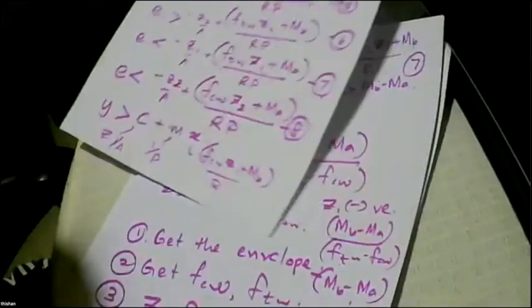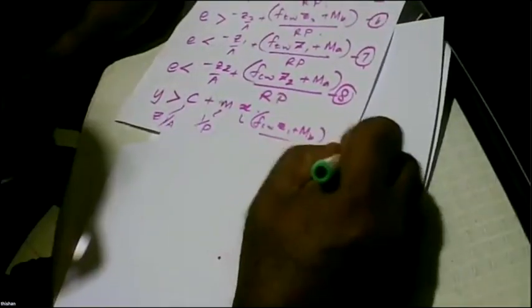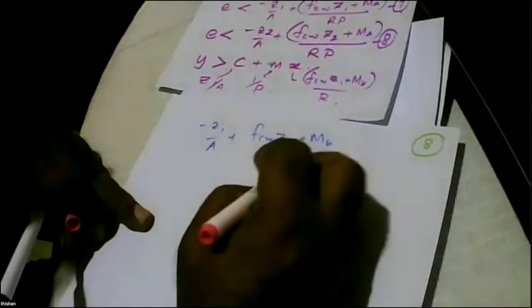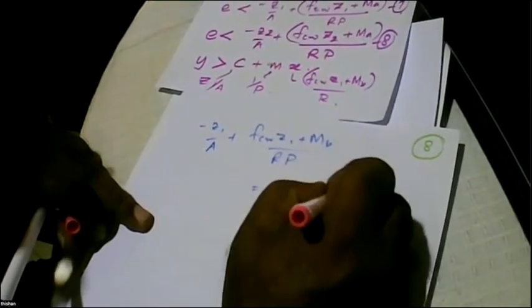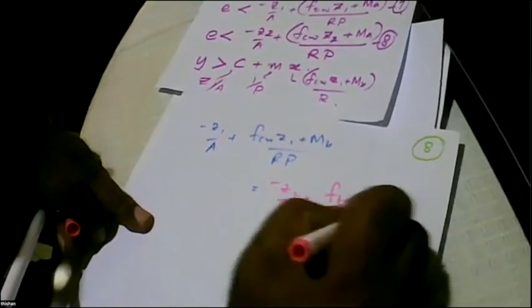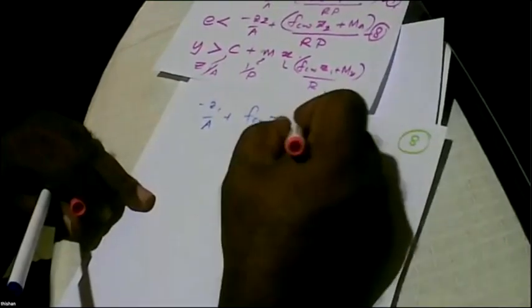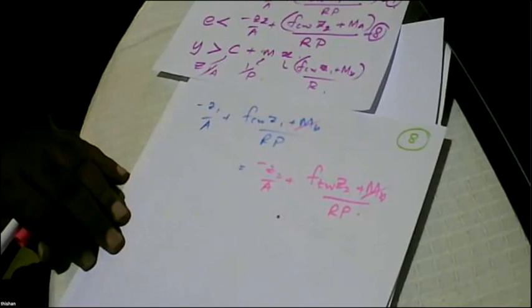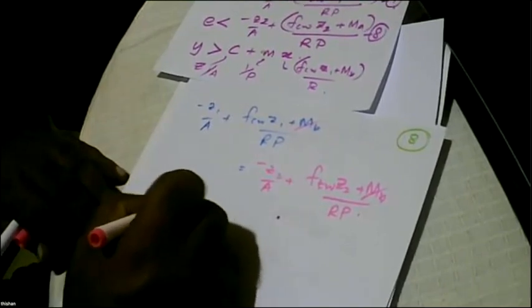So let's see what are 5 and 6. 5 and 6 is with MB, and intersection means the stress is the same. So you can say minus Z1 over A plus FCW Z1 plus MB over RP is equal to equation number 6. That's what happens at the intersection point. So that is minus Z2 over A plus FTW Z2 plus MB over RP. So you find this MB over RP appears on both sides, so it will cancel out. And we have this RP. So you get FCW Z1.